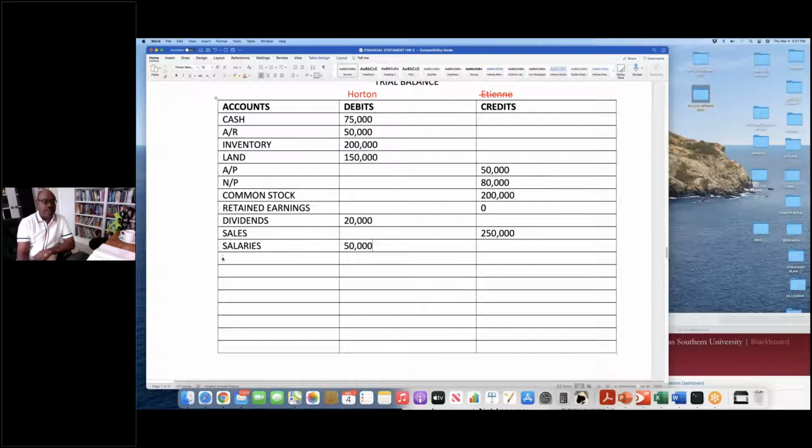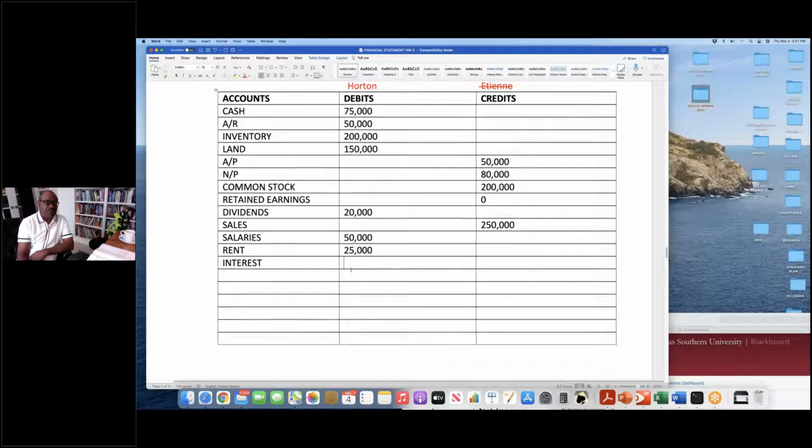What else do we have? We also had rent expense, and then we had interest expense. How much was the rent? 25,000. How much is the interest? 10,000.